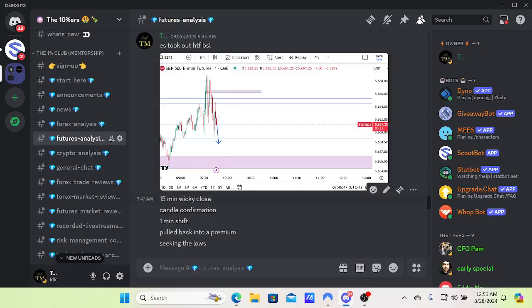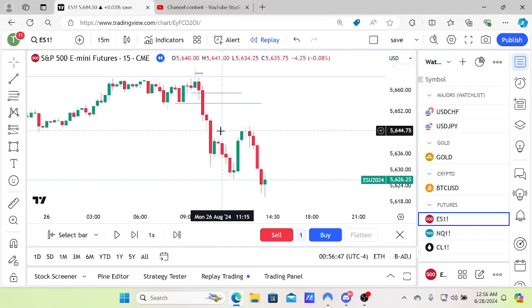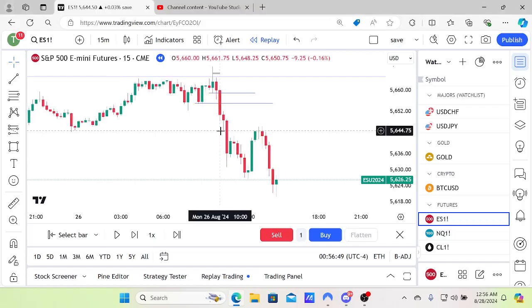All of it. Look, 15-minute wick took out higher time frame buy side liquidity. 15-minute wick close, candle confirmation. That's what I mean when I say candle confirmation. It had that 15-minute rejection, 1-minute shift, pullback into a premium, seeking the lows, just like that, time stamped. So just so you know, I'm not just talking in hindsight here.